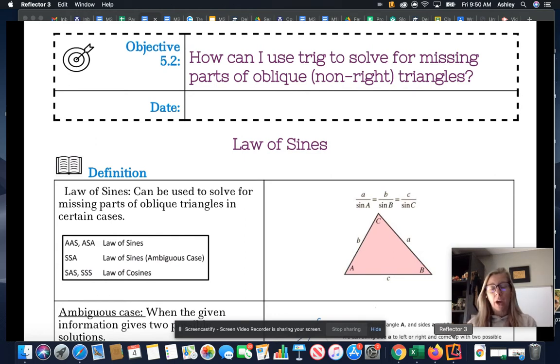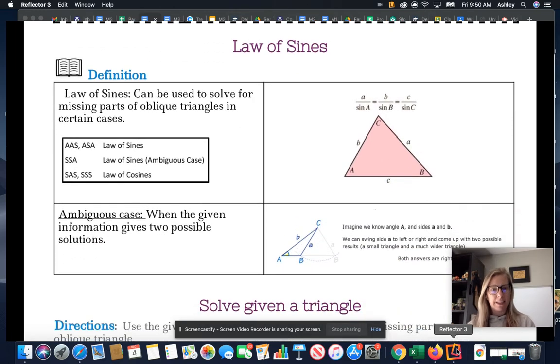Today we are going to talk about how we can use trig to solve for missing parts of oblique triangles. Oblique meaning non-right, so we have no right angles, so we can't use the rules of right triangle trig that we talked about last lesson. So this is a new rule. It's special because we can use it on non-right triangles. Okay, so what is it?